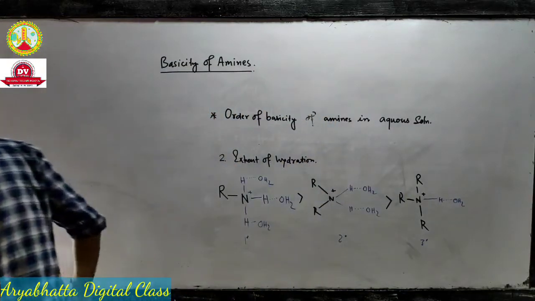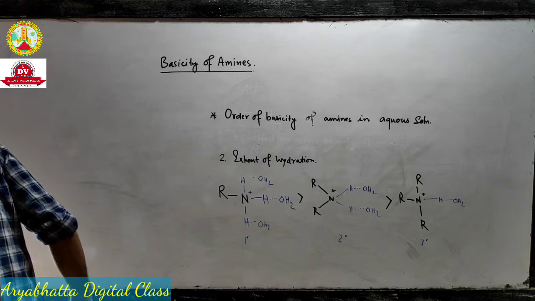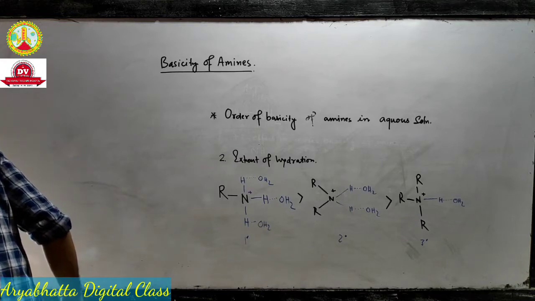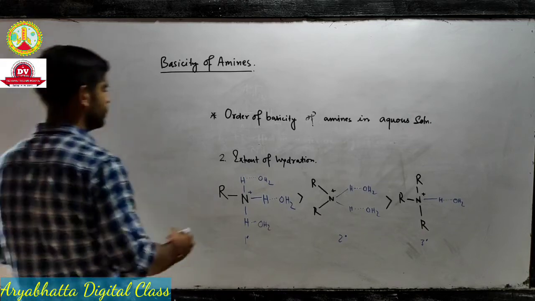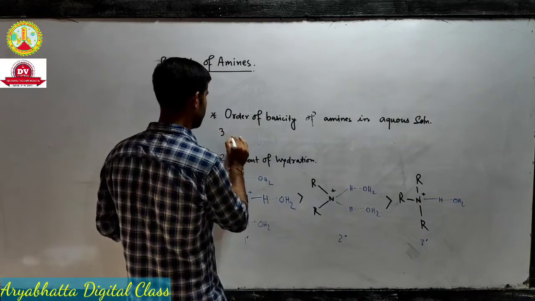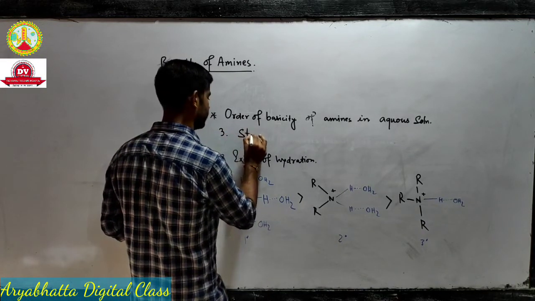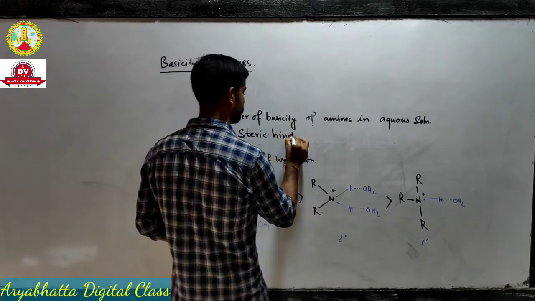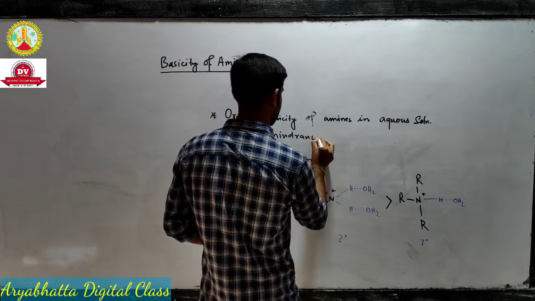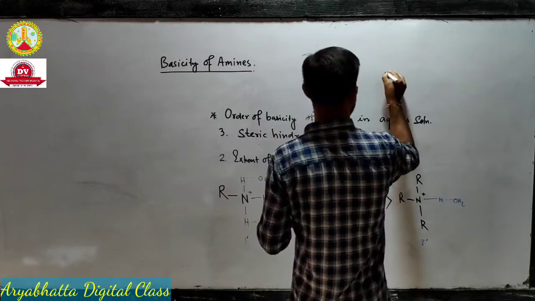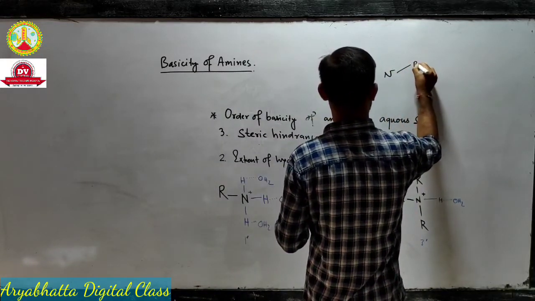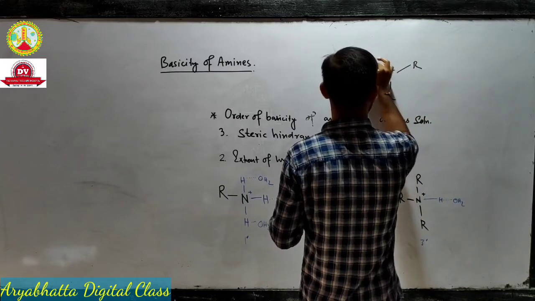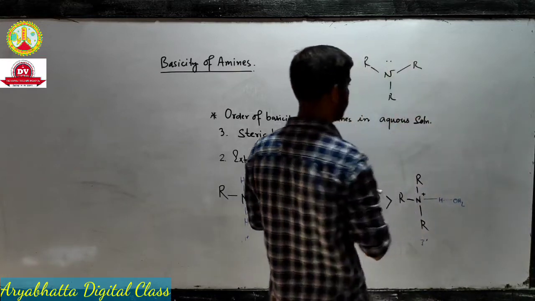It's called steric hindrance. Okay, it's the steric factor. Yeah, it's called steric factor. Steric hindrance. What is steric hindrance? Suppose nitrogen is surrounded by 3 alkyl groups, then what will happen?